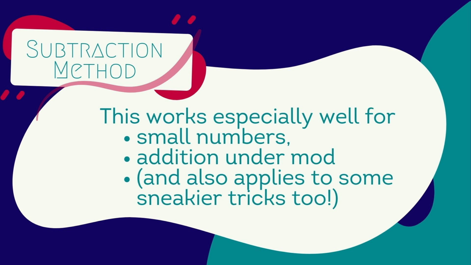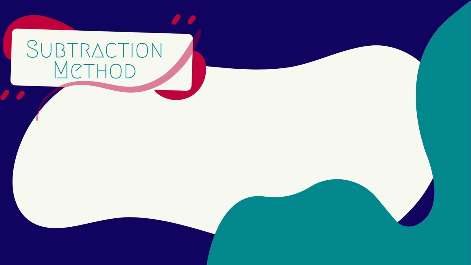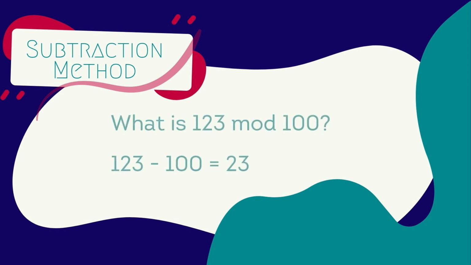I like to use it in what I call sneaky ways to make problems less complicated, and this is going to show up in the next examples. But let's start with a very straightforward example. 123 mod 100, that's just 23. You can find this by subtracting 100 off of 123, and you get the remainder of 23.